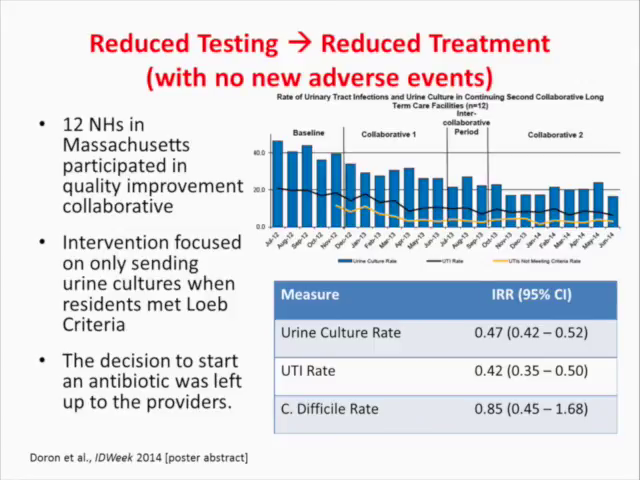And we now have some empirical evidence to back up that nursing homes that put a focus on reducing unnecessary urinary testing can actually have a significant impact on urinary tract infection rates. This is a different study performed in 12 nursing homes in Massachusetts, which focused purely on the decision to send off a urine culture. And they used a standardized decision support tool that nurses were able to work through to determine whether a urine culture should be sent or not.